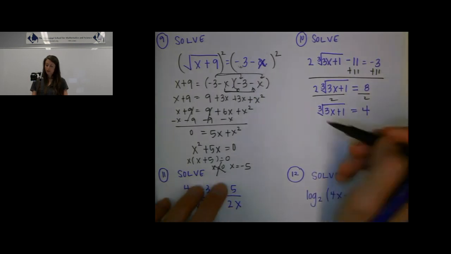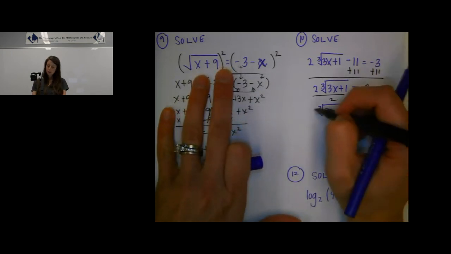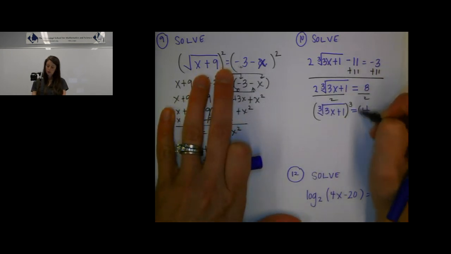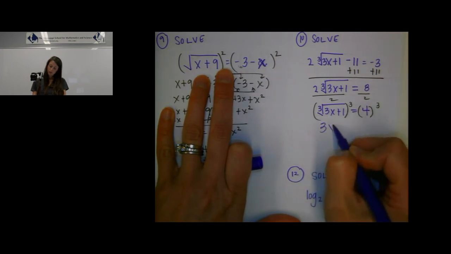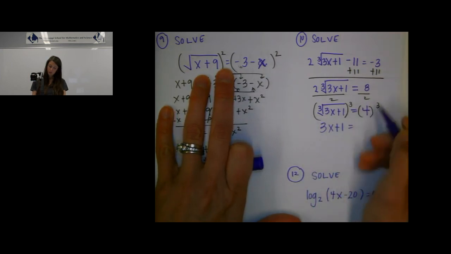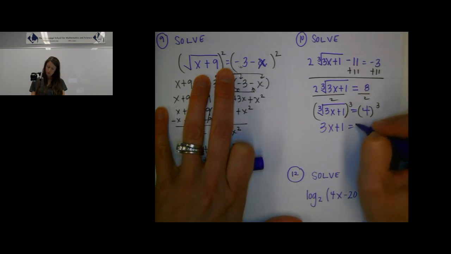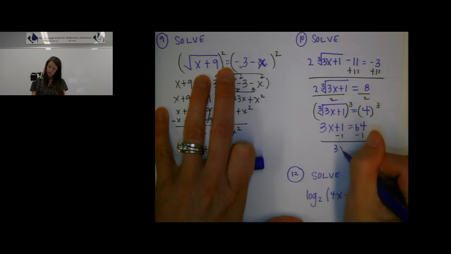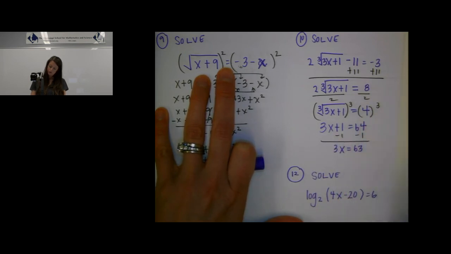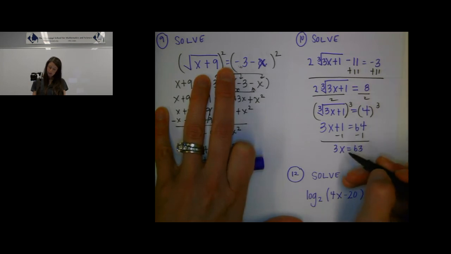Okay, so now instead of over here where I squared both sides, over here I'm going to cube both sides. So when I do that, I'm going to be left with 3x plus 1 is equal to 4 cubed, which is 64. And then it's just a linear equation. So subtract 1. So we'll have 3x is equal to 63. And then I'm going to divide by 3. So x is going to be equal to 21.